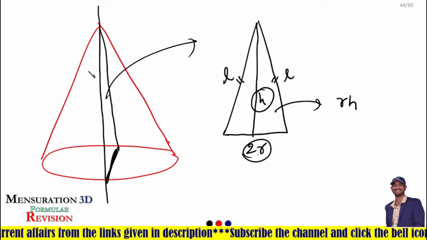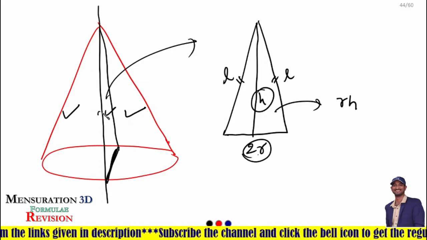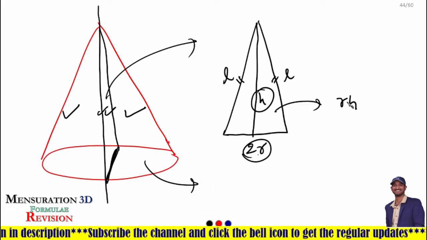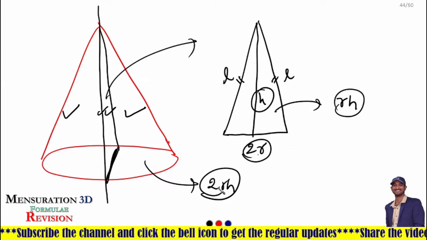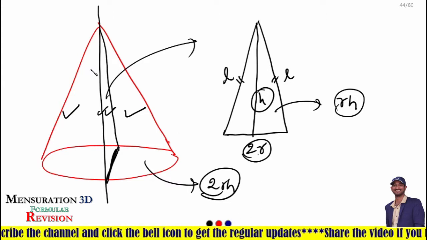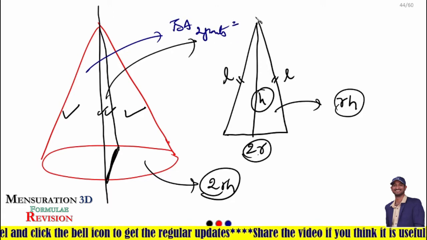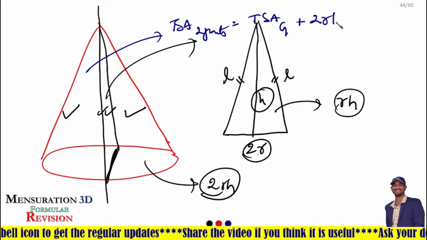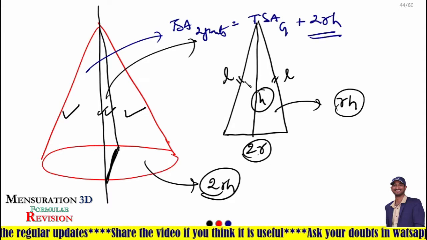So when you cut like this, you will get two parts, and each of the two parts has a triangle like that. So what is the extra area you will get? rh into 2, that is, 2rh is the extra surface area. The total surface area of these two parts is equal to the total surface area of the given cone plus 2 into r into h. That's it. This is about vertical cross section.